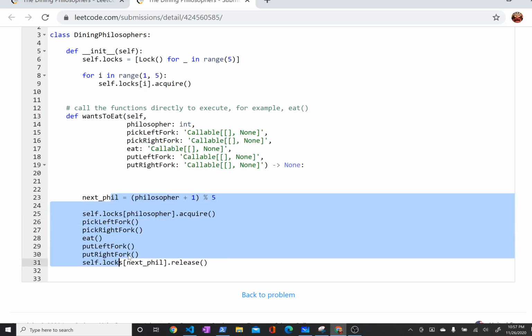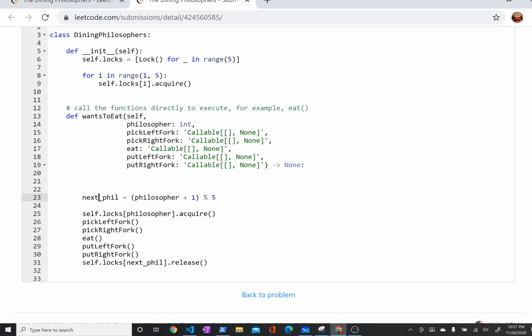And remember, he never unlocked his own lock. And that's important because if n is greater than 1, that means our 5 threads are going to call wantsToEat n times. So there are 5 executions of this function if n is equal to 1. If n is equal to 2, there are 10 executions of it, 3, 15, and so on.